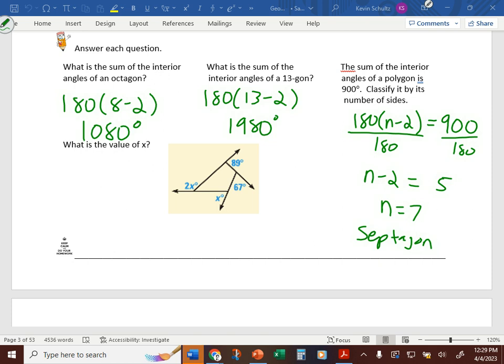Ellen said you could distribute that 180 into the parentheses first, and that would give you the expression 180n minus 360 equals 900. Add 360 to both sides, divide by 180, and that would give you 7 as well. So it doesn't matter which way you go at it, you're going to get the same answer. And then finally, what is the value of x?